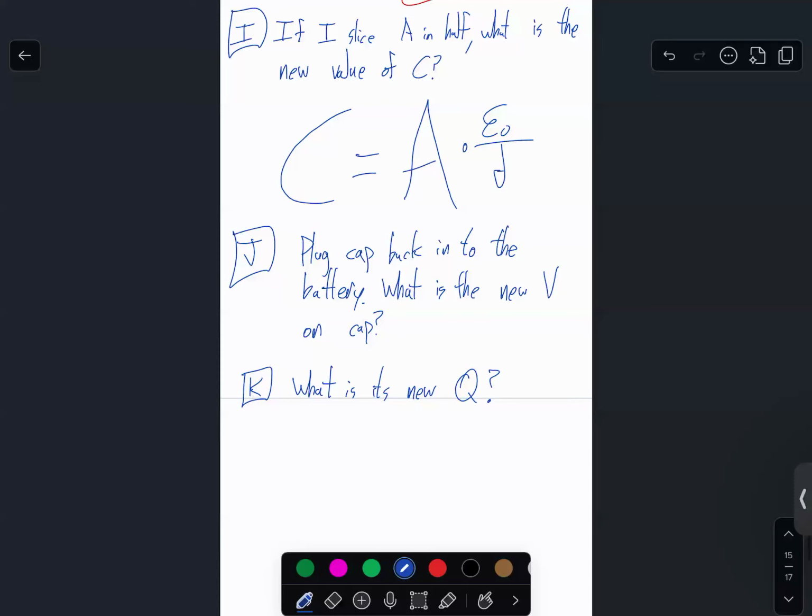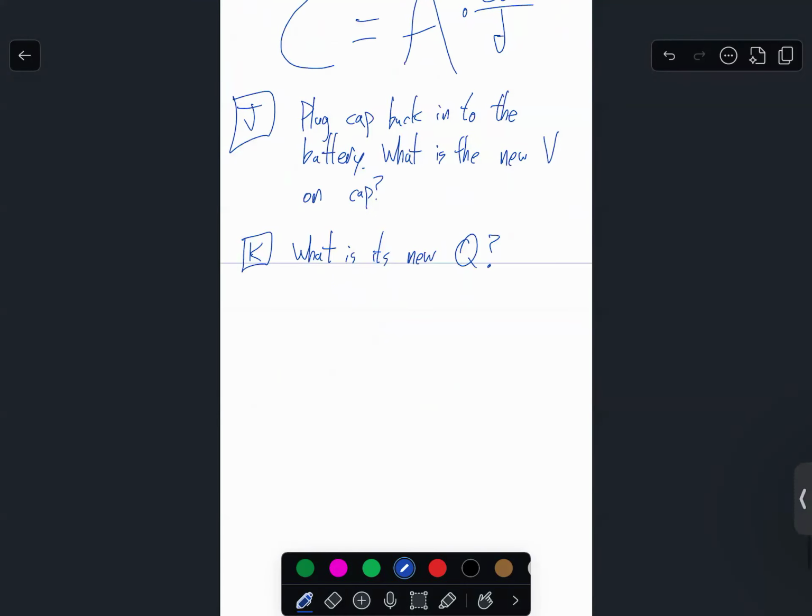And I challenge you to think clearly about these equations. C equals A epsilon naught over D. Oh, that's so messy. And I define capacitance as charge divided by voltage.